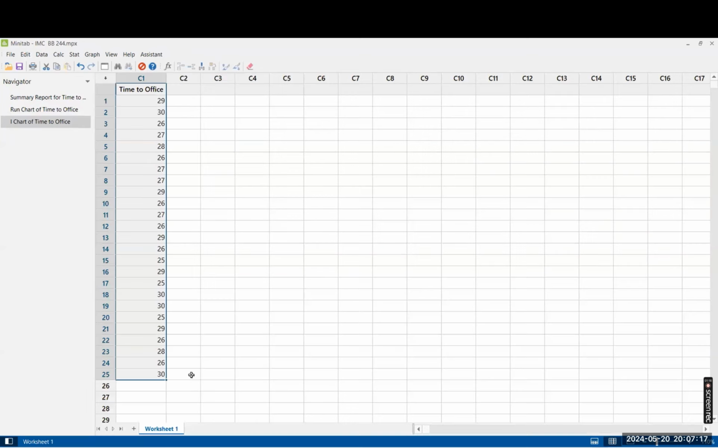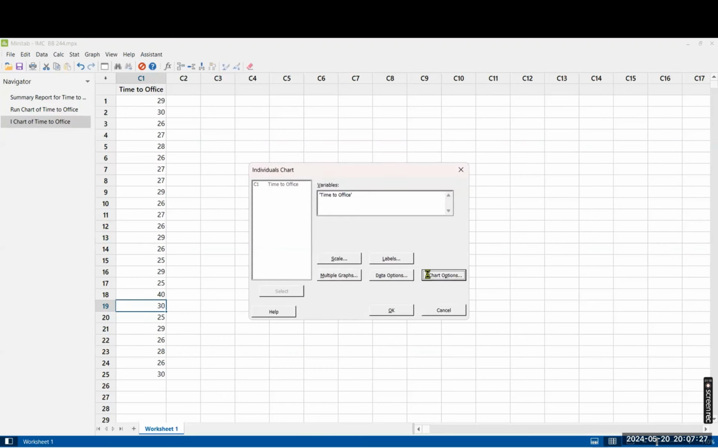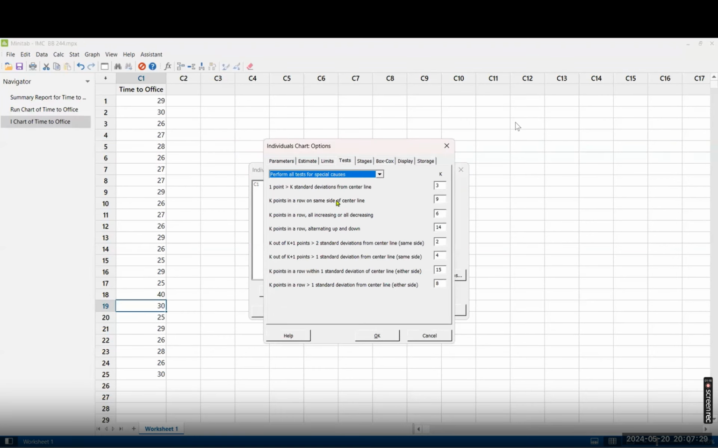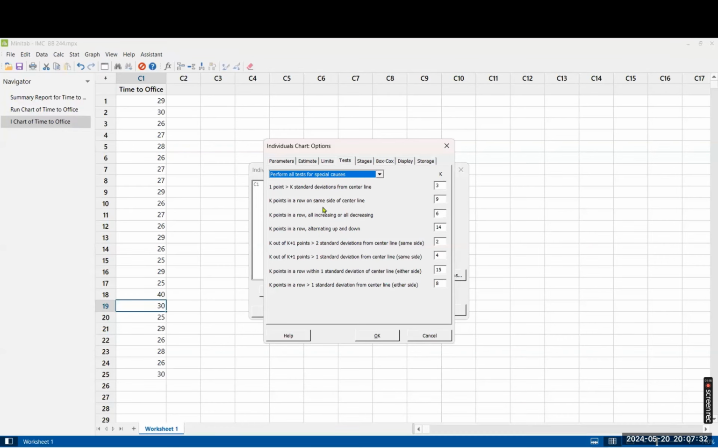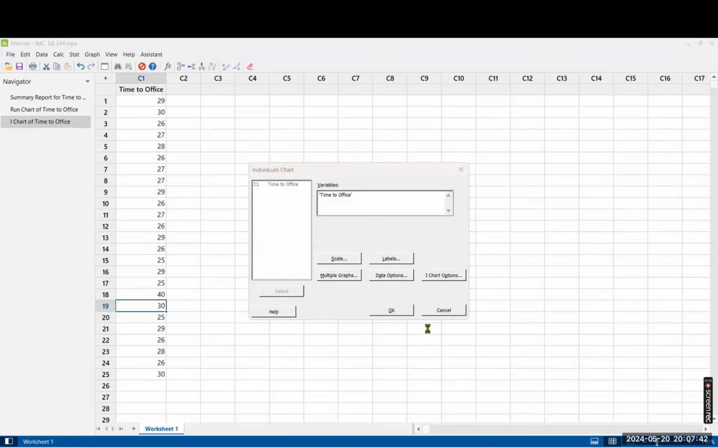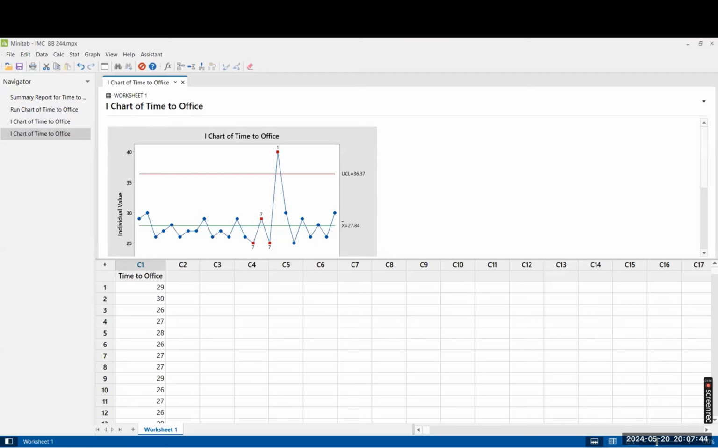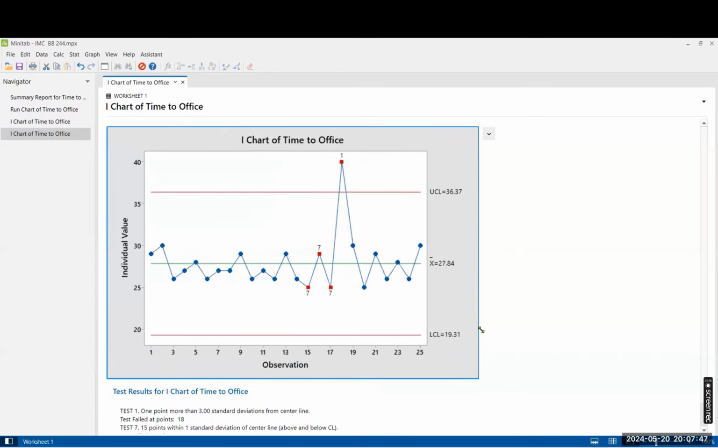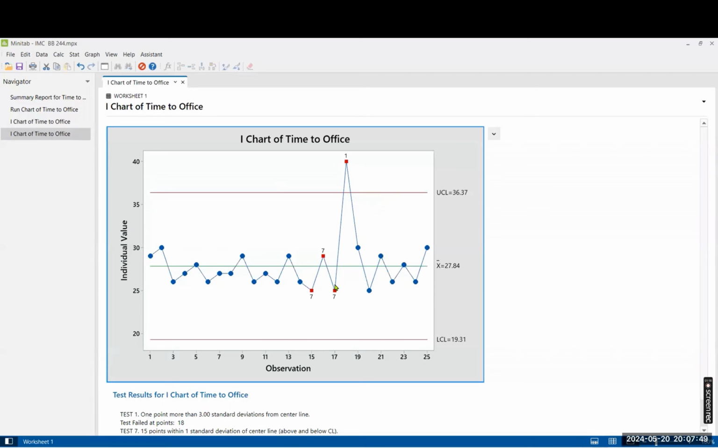So if I change this value from 30 to 40, then it will go outside the control limit. Since I selected all the tests for these rules, it will automatically show a red dot and the explanation will be written at the bottom. So anytime any of the rules fails, it will automatically identify that. You can see here which rule is failing. Rule number 7 is failing and rule number 1 is failing. These are the two rules failing.